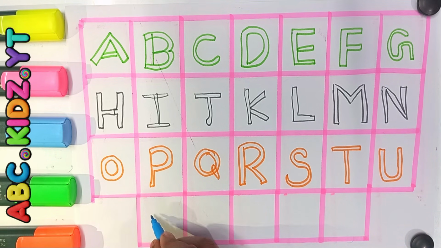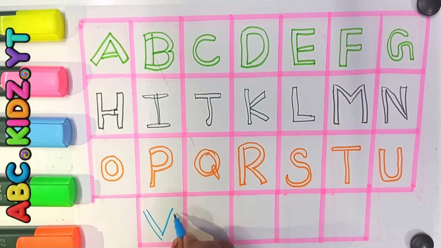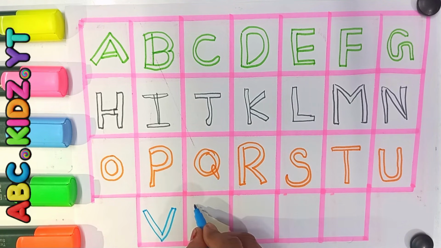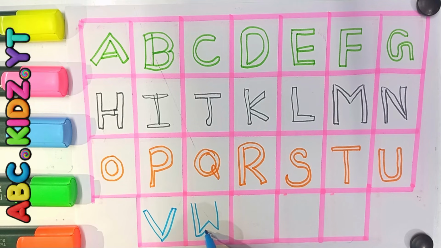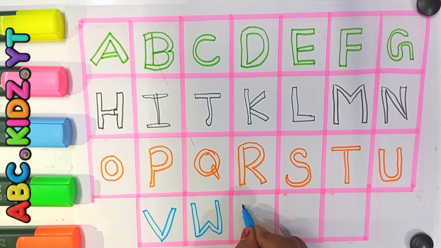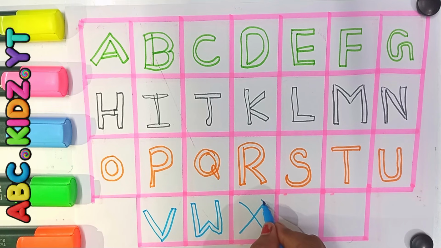V for van. V for van. W for watch. W for watch. X for xylophone. X for xylophone.